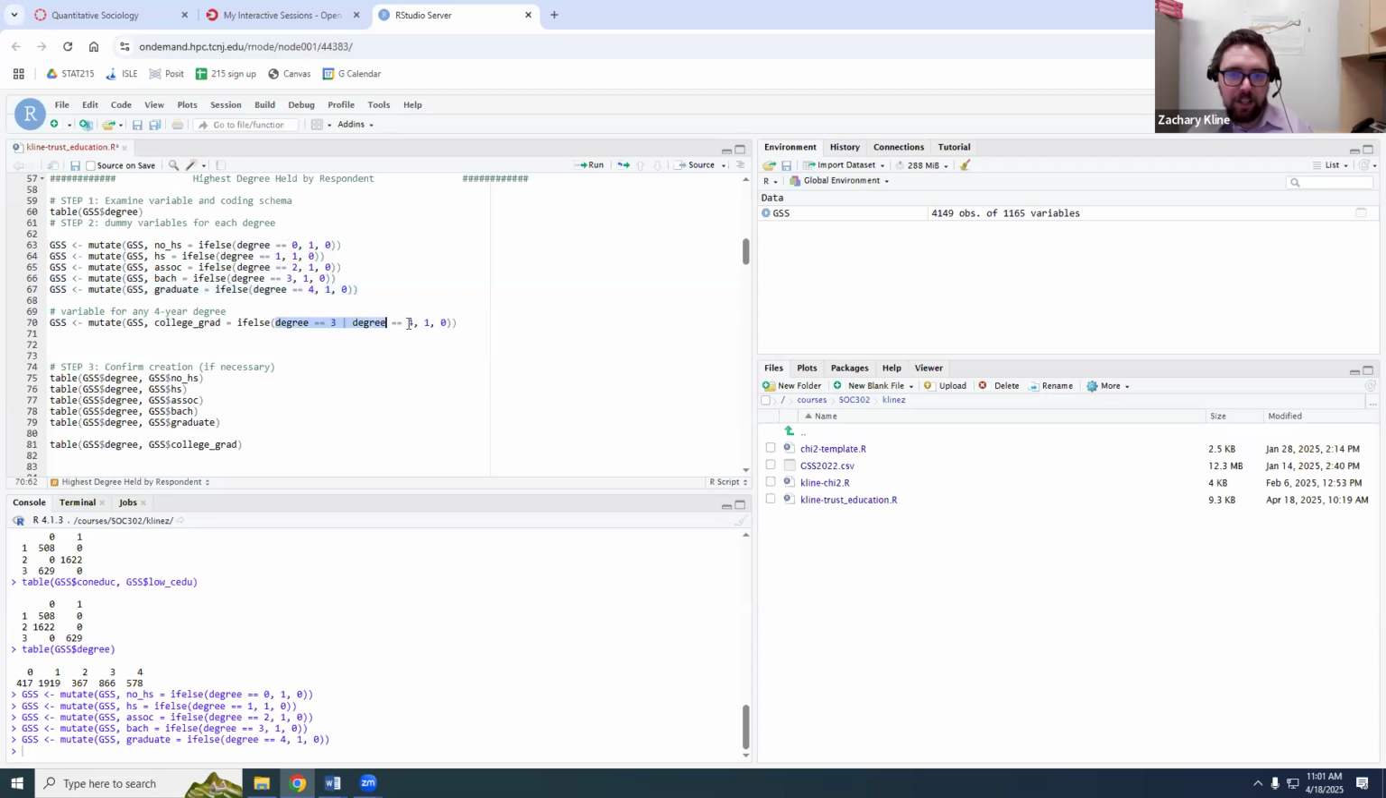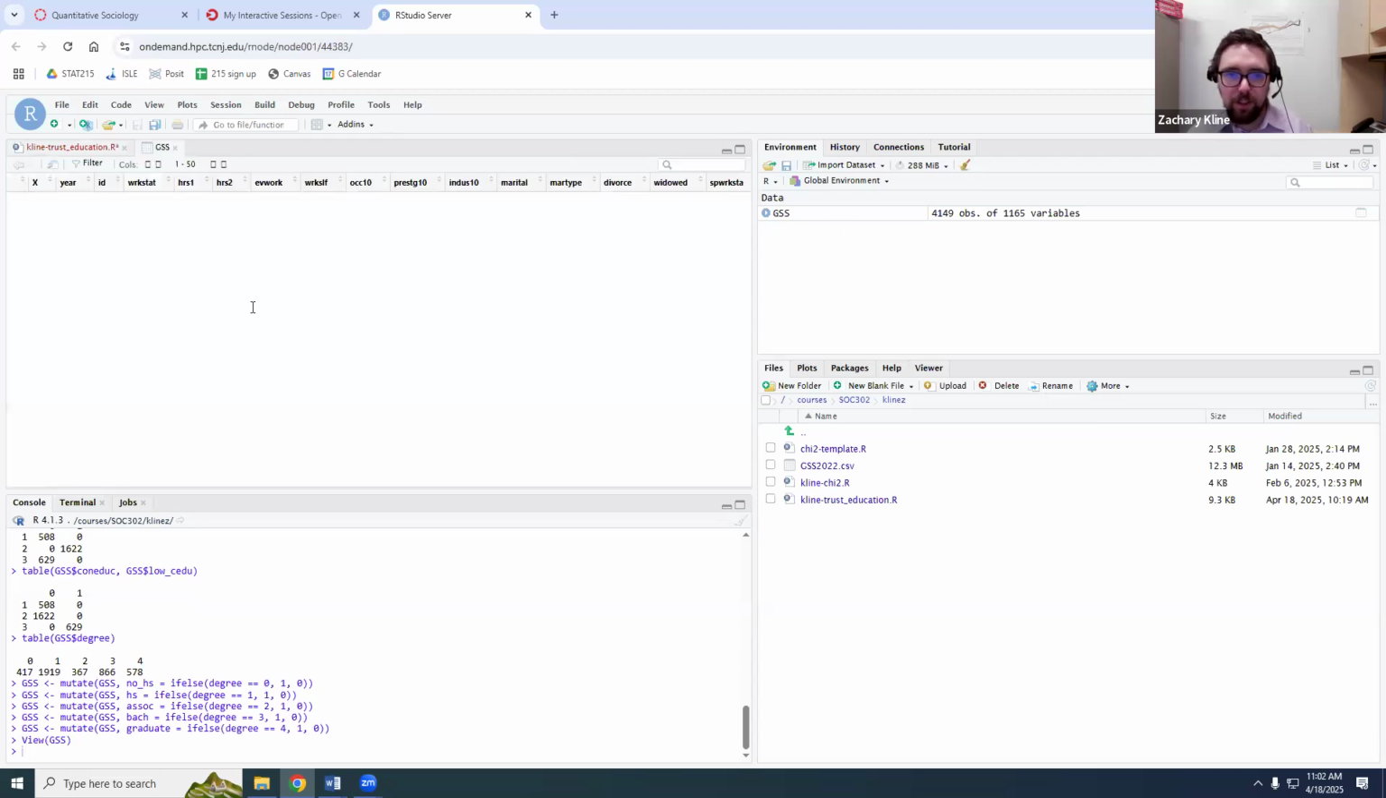So the way we did that is our condition that we're assessing if it's true or not is that degree is equal to 3 or degree is equal to 4. So if this condition is true or this condition is true, one or the other, then our college grad is going to be 1. If not, it's going to be 0. Degree cannot be equal to 3 and 4 because no respondent's going to have a value of 3 for degree and also 4 for degree.